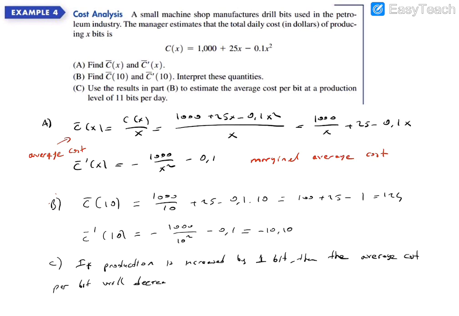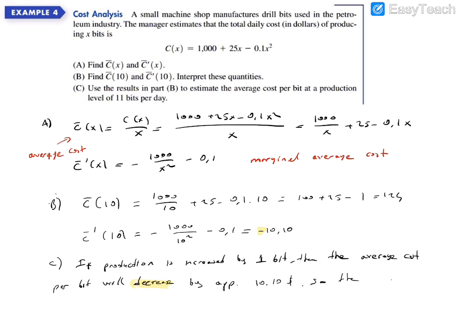will decrease. Actually, I would like to emphasize why this decreases. This is decreased because of the minus sign, okay? So it will decrease by approximately $10.10, okay?